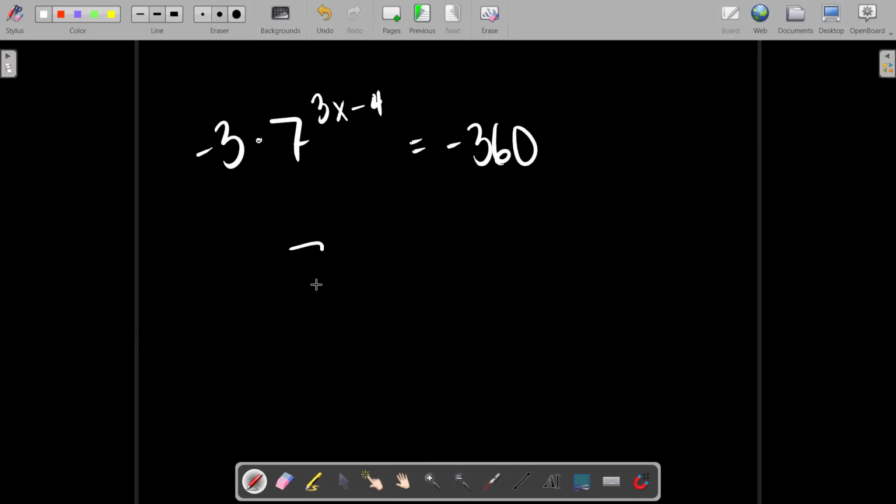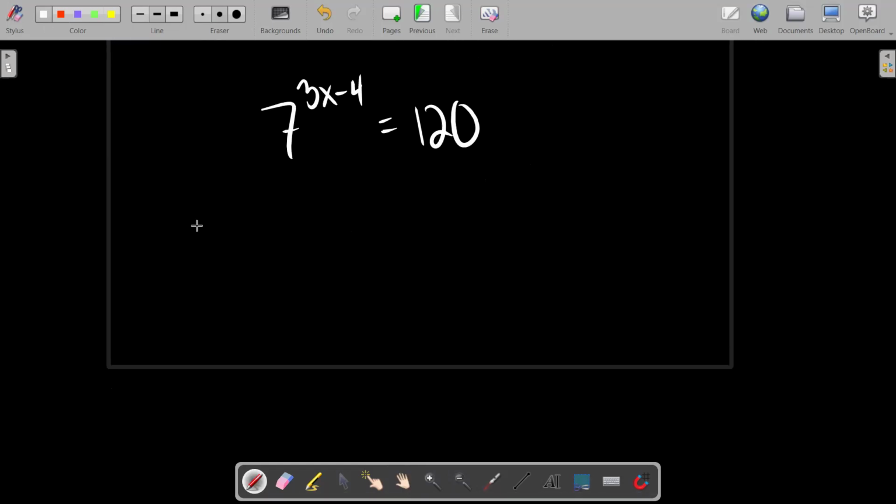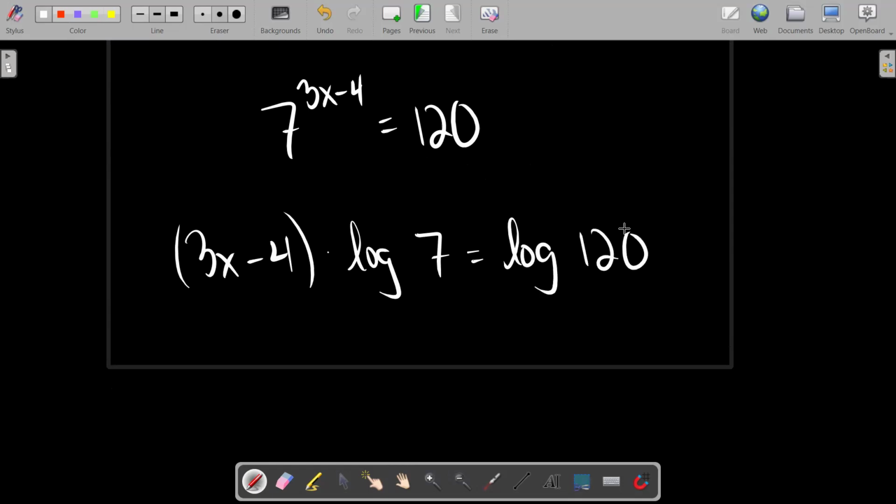So we're going to wind up with 7 to the power of 3x minus 4 equal to 120. So we know the answer is going to be 2 point something. Not the answer. The exponent has to equal 2 point something. So x is going to be a little bit over. Well, hmm, weird. Let's see. Anyhow, go ahead. Bring down your 3x minus 4. Make sure you put that in parentheses times the log of 7. And we're going to set that equal to the log of 120.